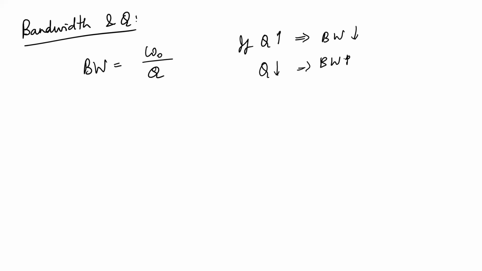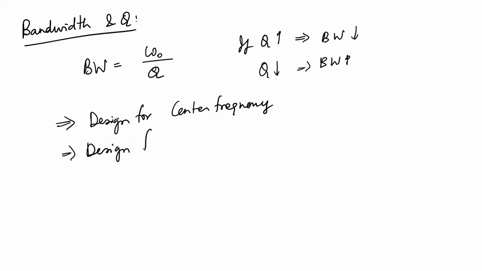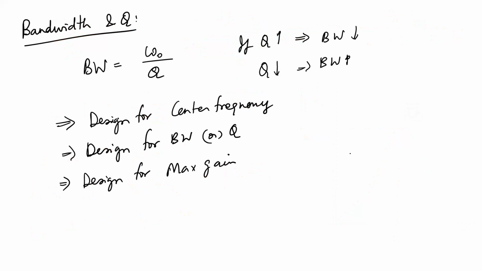So you can design this tuned amplifier for the center frequency. You can design for bandwidth or Q, and at the same time you can design for max gain. Of course, not all three can be satisfied at any given point of time, but you can have your approach in such a way that all these points can be covered. Because between these two you will have some trade-off. If you want a higher max gain or higher resonant gain, then you will have to sacrifice on Q, and vice versa.